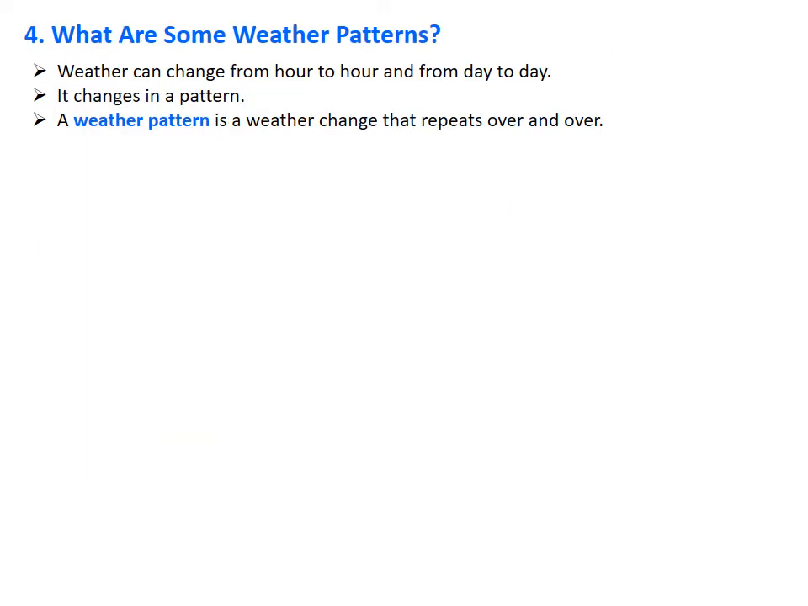Now we are going to see what are some weather patterns. Weather can change from hour to hour and from day to day. It changes in a pattern. By definition, a weather pattern is a weather change that repeats over and over. Now we are going to see different pictures that show different parts of a day.